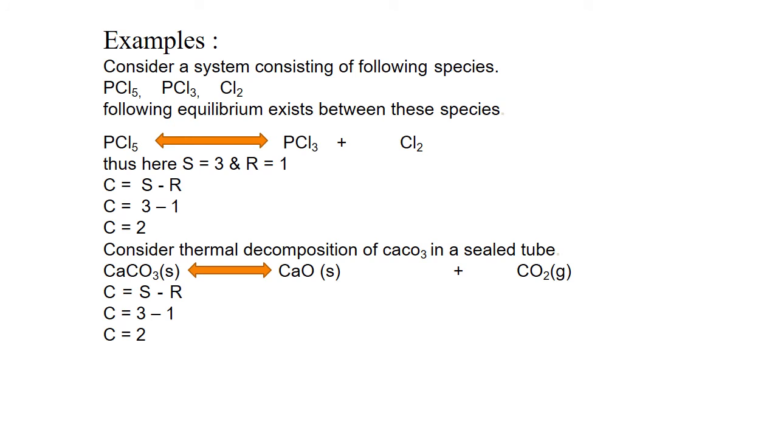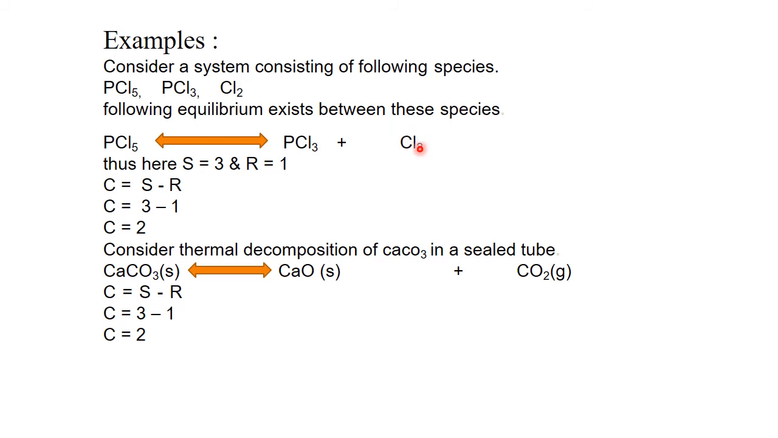Examples. Consider a system consisting of the following species, PCl5. This is the reaction of the decomposition of PCl5. When the PCl5 is decomposed, it gives us two components: one is PCl3 and the other one is Cl2. It's a decomposition reaction. So here S, the number of species present in the system, is 3: one is PCl5, the other one is PCl3 and the third one is Cl2.